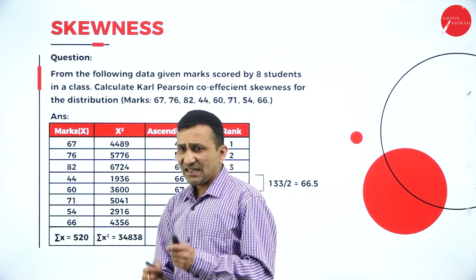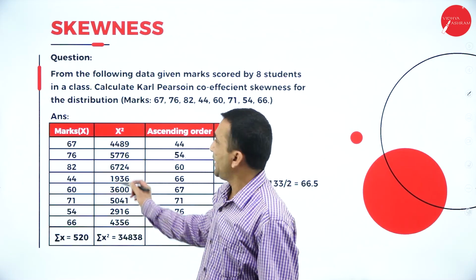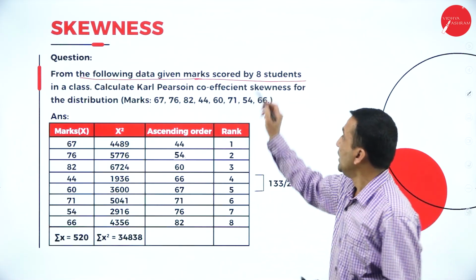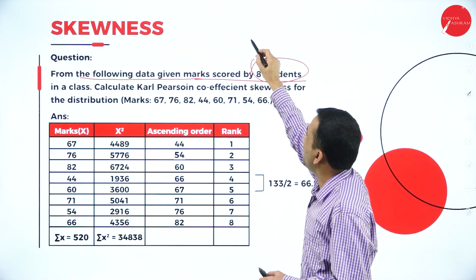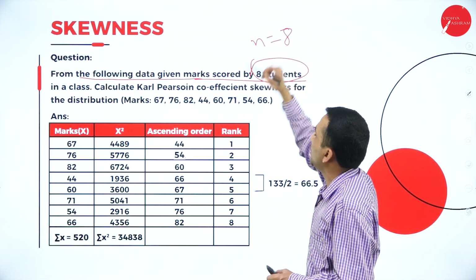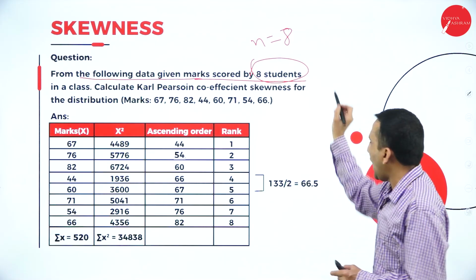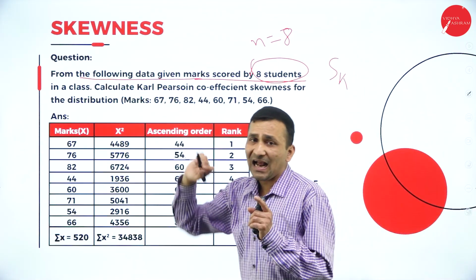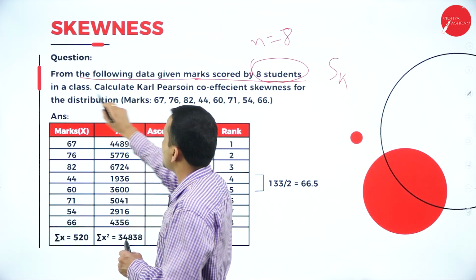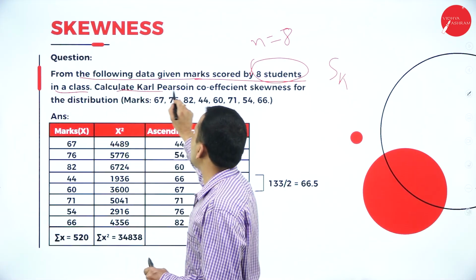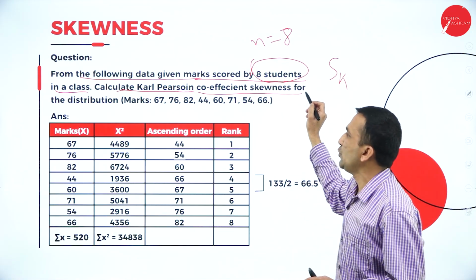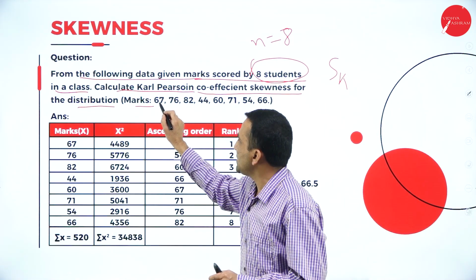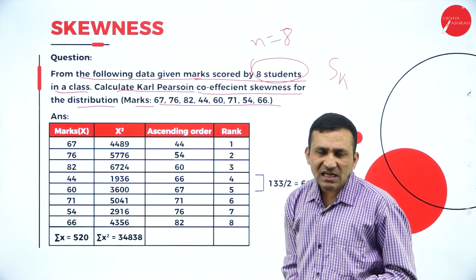Moving forward, there is one question for understanding. From the following data, marks scored by 8 students are given, so small n is equal to 8. I am writing the formula one more time. For the 8 students in the class, calculate the Karl Pearson coefficient of skewness for the distribution. The marks are given in horizontal format.